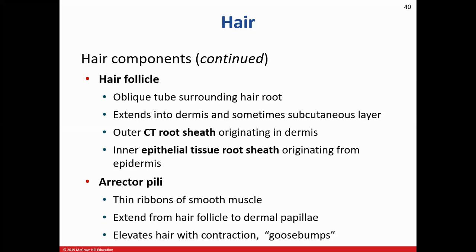And then we have the erector pili muscles. The erector pili muscles are thin ribbons of smooth muscle. Now, I know we haven't gotten into muscle tissue yet, but there are three different types of muscle. There is cardiac muscle, smooth muscle, and skeletal muscle. Smooth muscle is what we typically find in our organs aside from the heart that contains cardiac muscle. And so with smooth muscle, we typically don't have control over it. It's mostly involuntary. And so what these erector pili muscles do is they extend from the hair follicle to the dermal papillae.